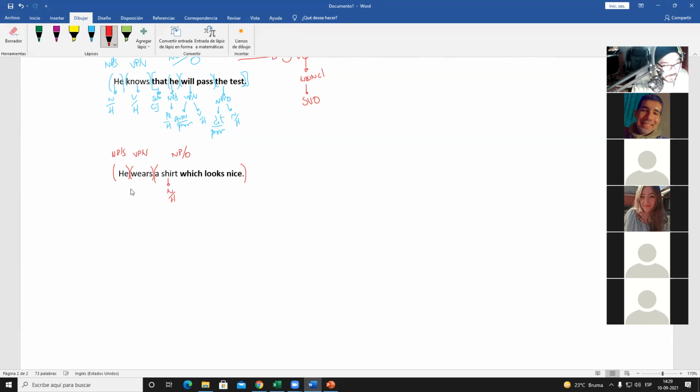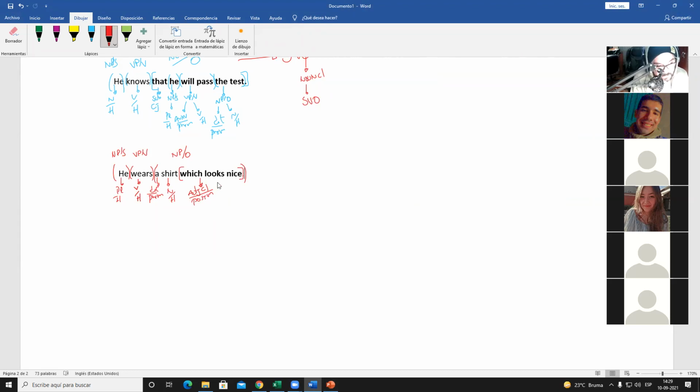I'm going to provide the whole thing now. He is a pronoun head. Wears is a verb head. A is a determiner premodifier. And then which looks nice is a clause. In this case, the adjective clause is acting as a post modifier of the noun head shirt because it is providing information about shirt, right?